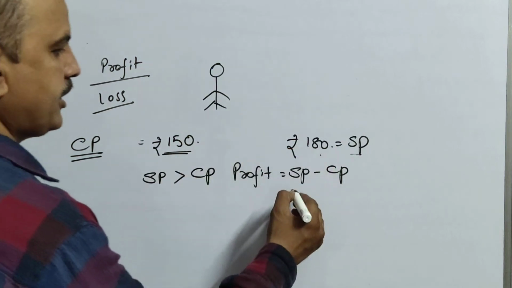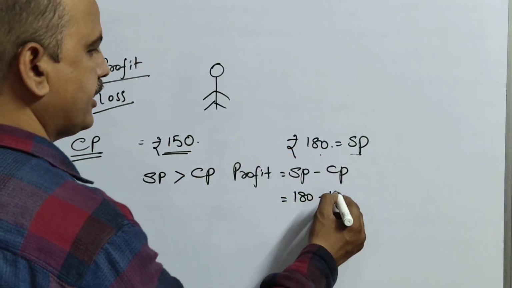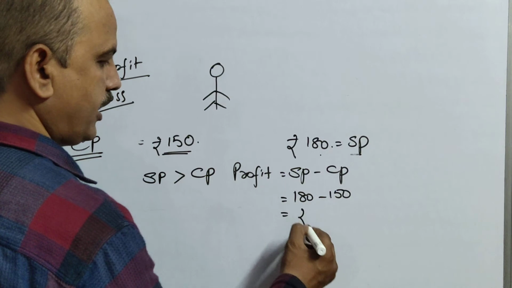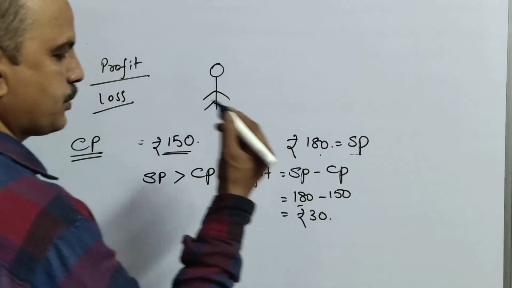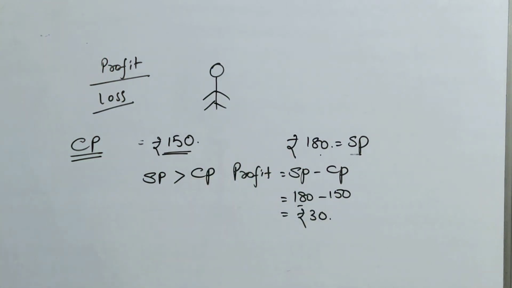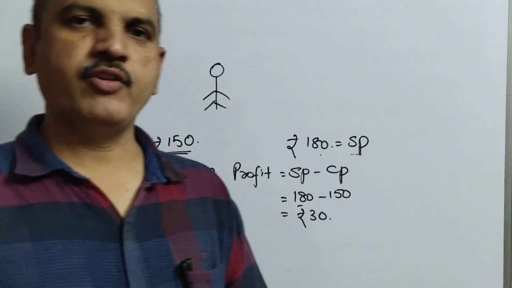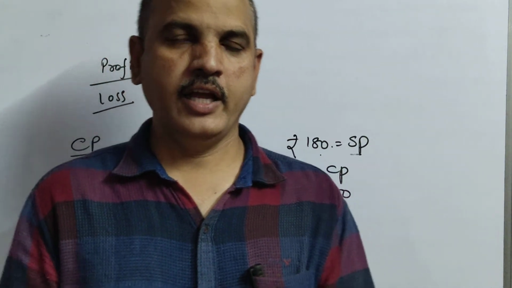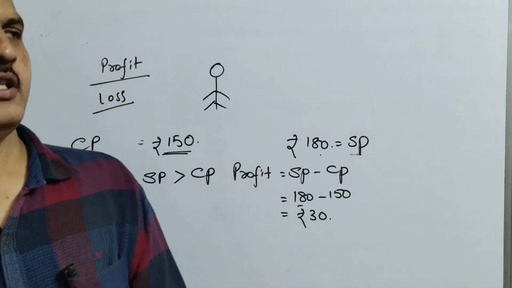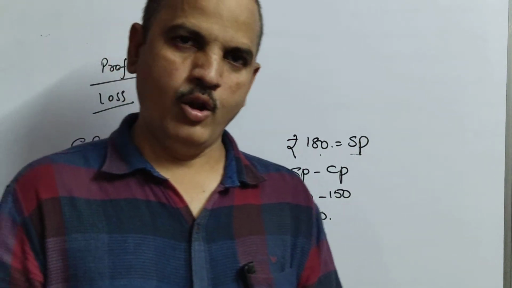What is SP here? 180, and here 150. So 30 rupees is profit. Similarly, if you sell for less, maybe you feel he is my friend, I am going to sell to him for less. If you sell for less, what is going to happen? He may get a loss.